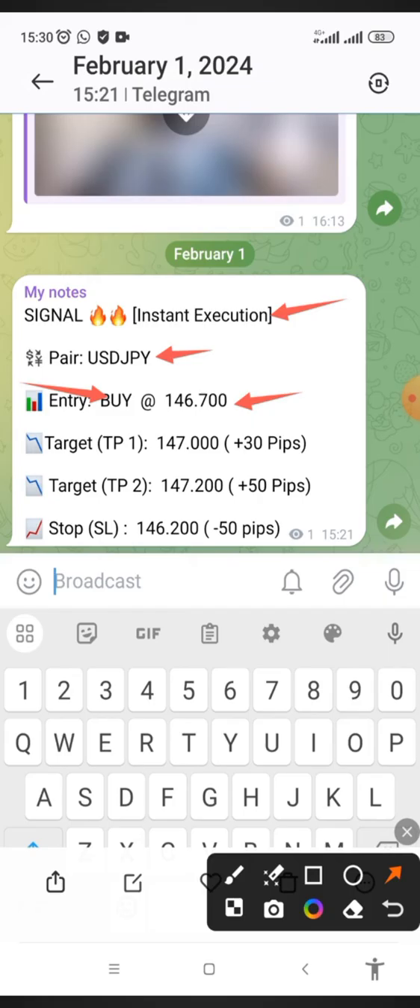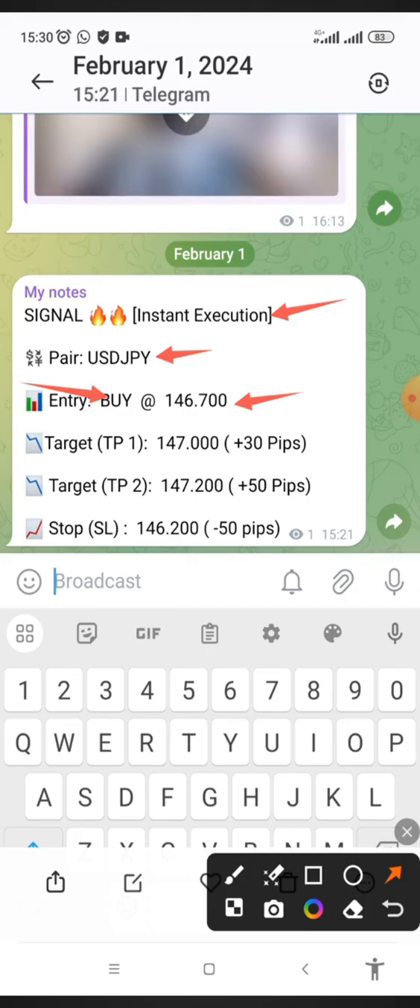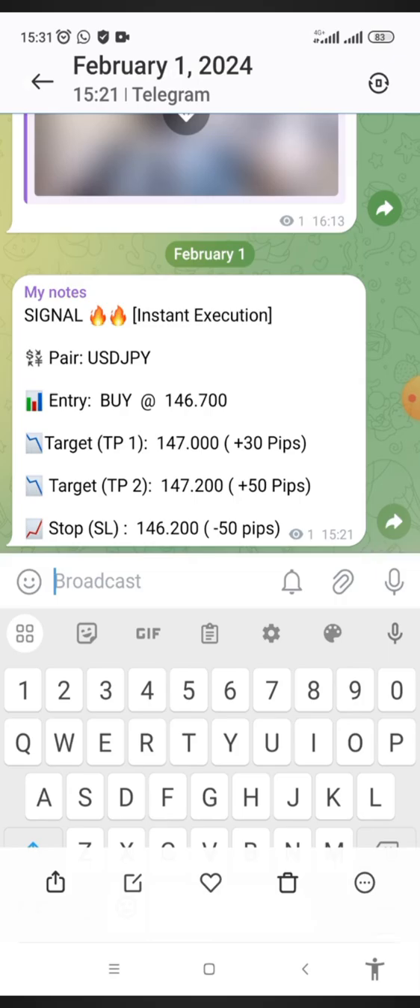So upon seeing this signal, these are the first three things that you must check. The first thing is whether the trade is a pending trade or instant execution. In this case, this is an instant execution. It means you should enter into the market immediately. And then the currency pair the person is asking you to trade is USD/JPY. The entry is a buy. That is the direction he is asking you to go, buy. At what price should you enter into the market? The price is 146.700. That is the price he is asking you to enter into the market.